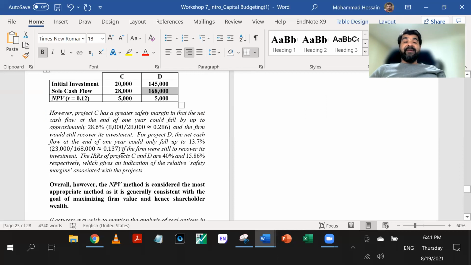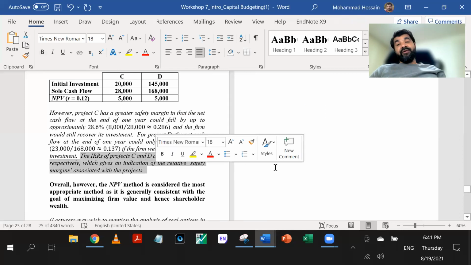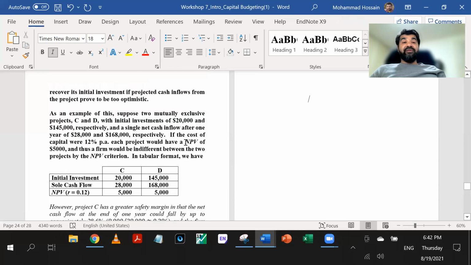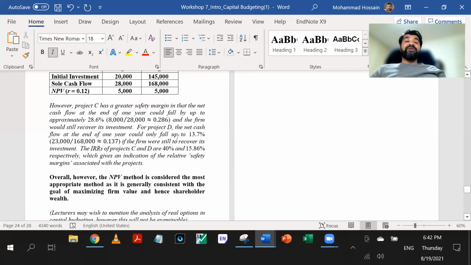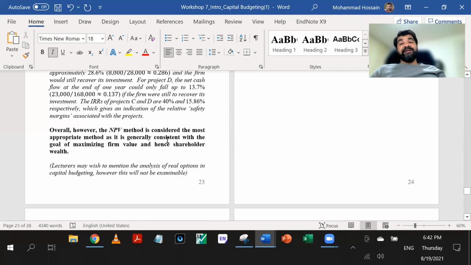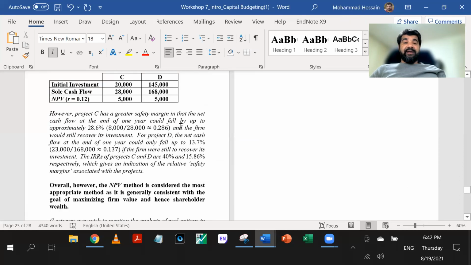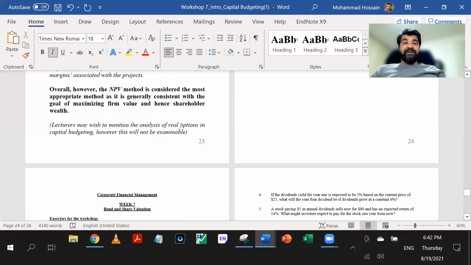If the firm is still to recover its investment, the IRRs of projects C and D are 40% and 15.6% respectively, which gives an indication of the relative safety margin associated with the projects. So when you choose between project A or B, we check which project gives us a better safety margin. That's the project we'll go for. All right, I think I'll stop here.